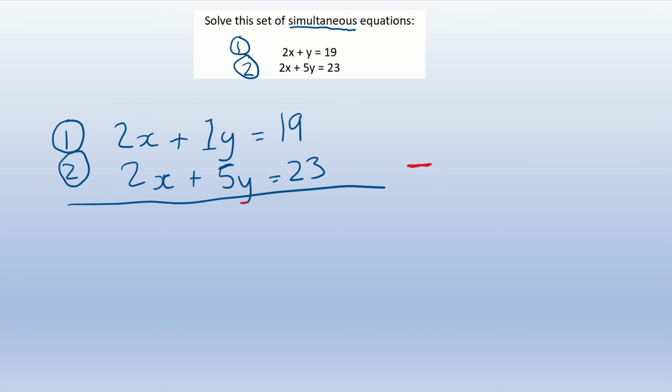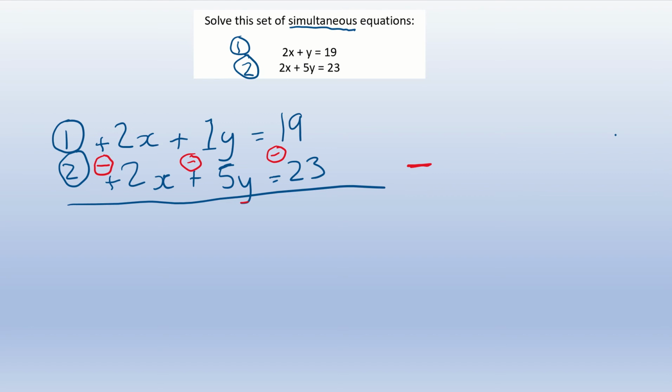So what we're going to try and do here is take away my whole second equation from my whole first equation. So we're just going to take this step by step. And before I do anything, I'm just going to make sure of two things. That 2x there is a plus 2x, and that 2x there is a plus 2x. And you'll see why I do that in a minute. Okay, we were going to take away my second equation from my first equation. And doing that, we will end up with 2x take away 2x. We'll end up with 1y take away 5y, and we'll end up with 19 take away 23.